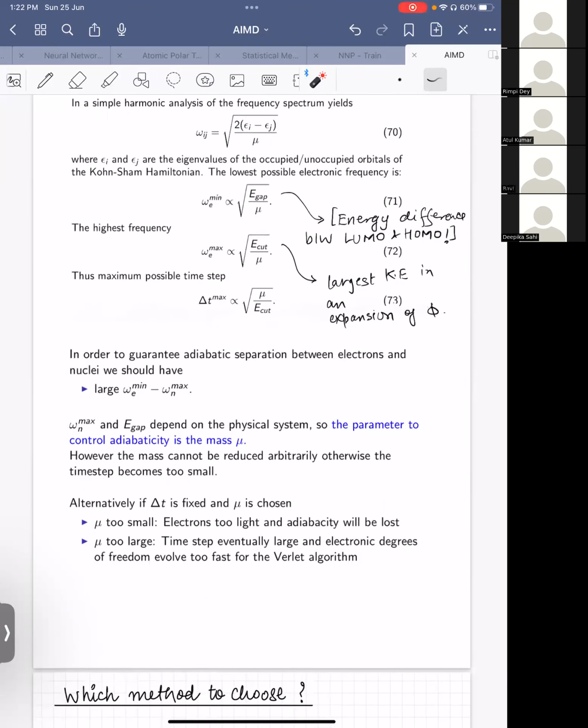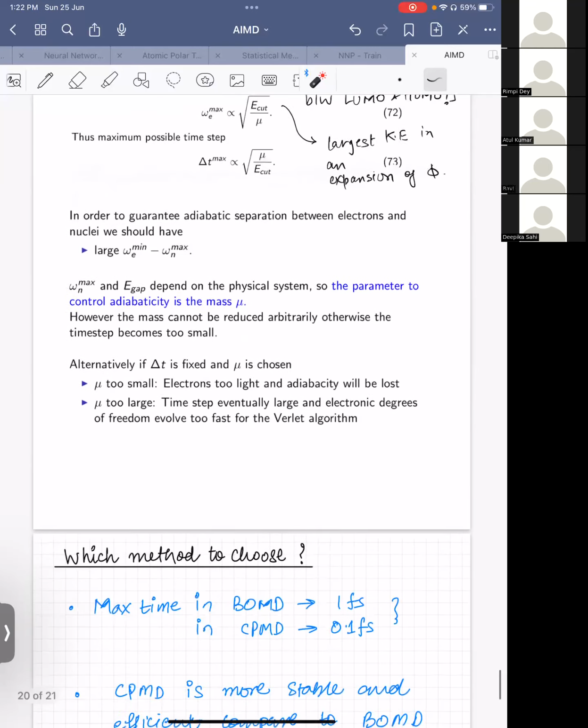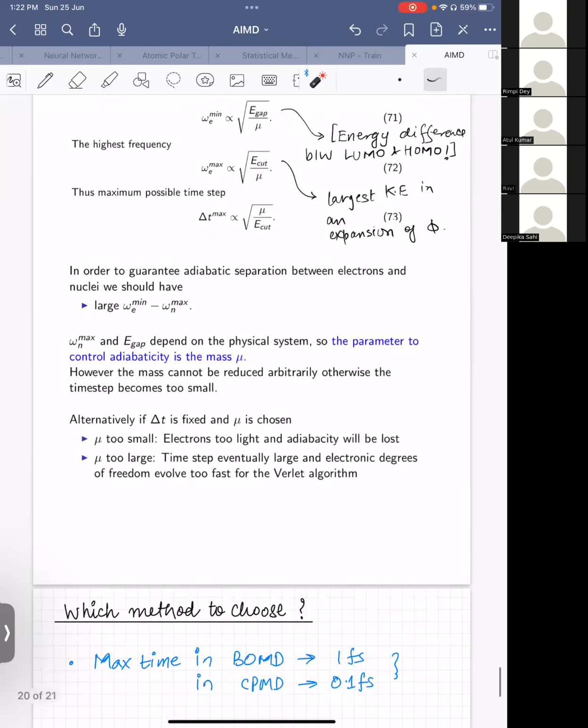If the fictitious mass is too small, then electrons are too light. Basically, electron motion will be slow and it will couple with nuclear motion, so it will give some error in the simulation. And if the fictitious mass is too large, then the time step will be too large, and it will neglect the electrons' motion. So this was the CPMD.